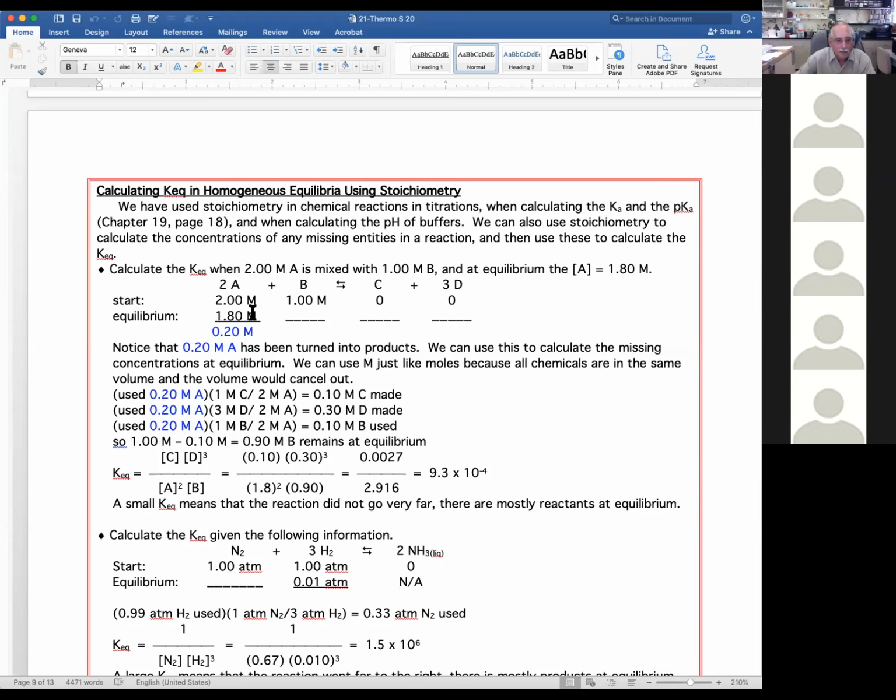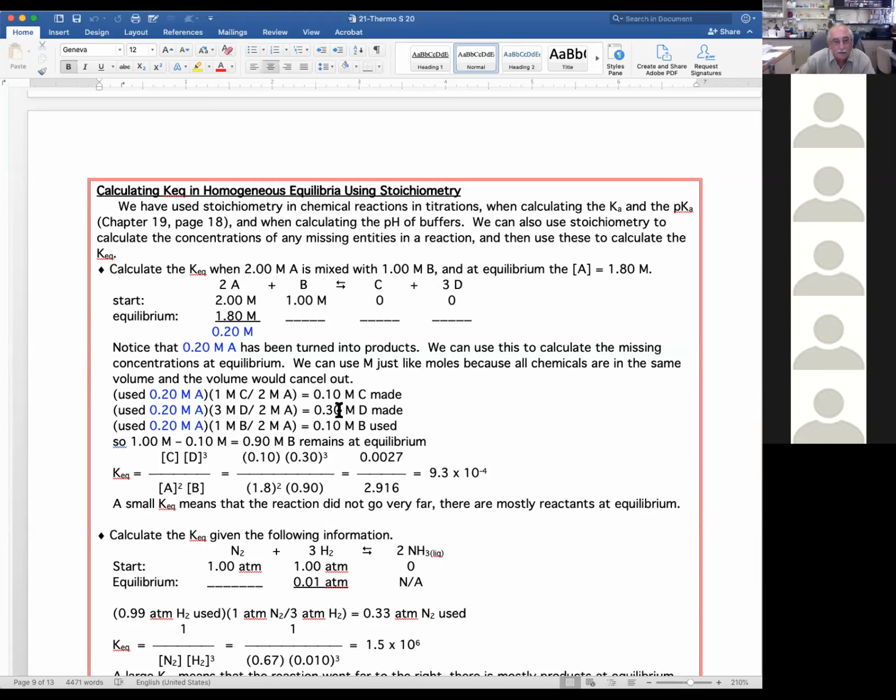But if you have one concentration at equilibrium, you can use stoichiometry to calculate the others. So here you made two solutions, you mix them together, nothing has happened yet. Then when it goes to equilibrium, you did have 2 moles per liter of A, now it's 1.8 moles per liter of A. What happened to the 0.2 moles per liter of A? Well, it went that way. 2 of these makes 1 of those. 2 of these makes 3 of those. So here's how you can get how much is left.